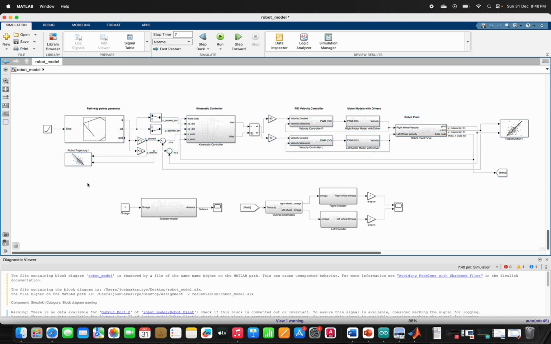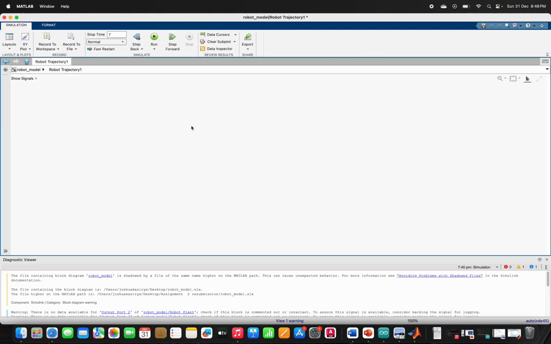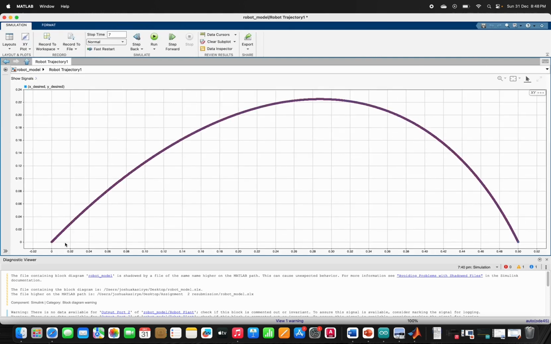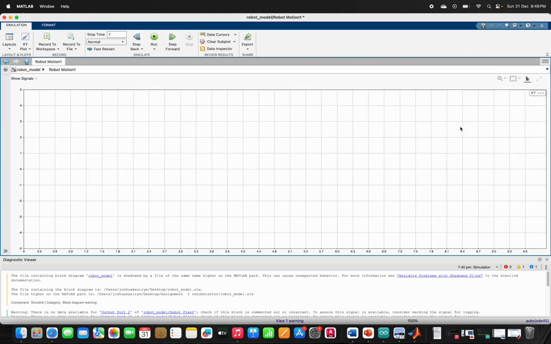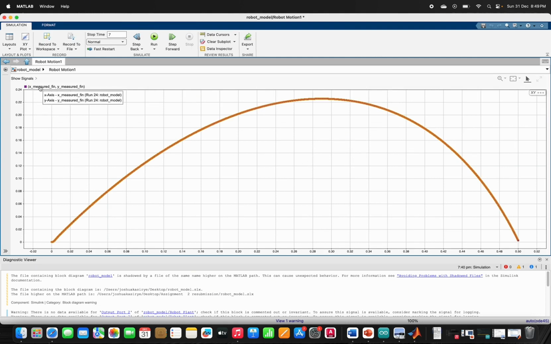And when this is run, you can see that these are the desired coordinates. We want the robot to move from 0 across this path all the way to 0.5 on the x-axis. This is the coordinate in terms of x and y, and we feed it into the controller. The controller computes the velocities into the velocity controller, and then the motors provide to us these velocities into the robotic plant. And then in the end, the robot plant also shows us our measured velocity and measured displacement in the x and y.